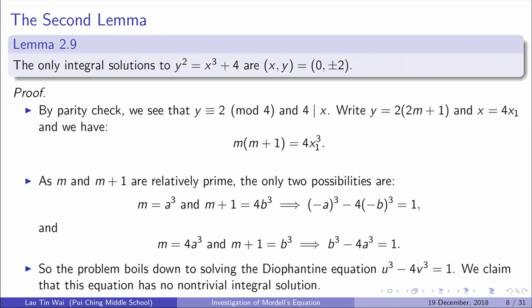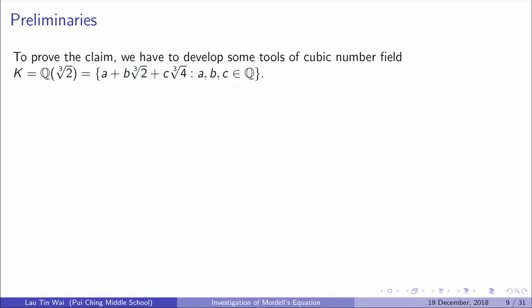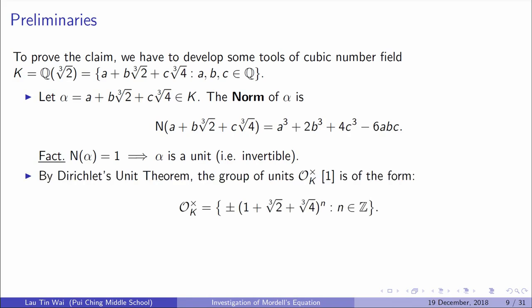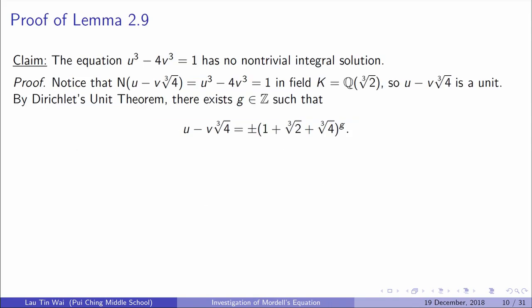u cubed minus 4 v cubed equals 1. And we claim that this equation has no non-trivial integral solutions, which is u equal to 1 and v equal to 0. To prove this claim, I'm going to develop some tools of the cubic number field first. Firstly, I can compute the norm of an element using this formula. And notice the fact that if the norm of an element is equal to 1, then the element is a unit, which is invertible. Next, by Dirichlet's unit theorem, the group of units is finitely generated, and this can be expressed in this form.